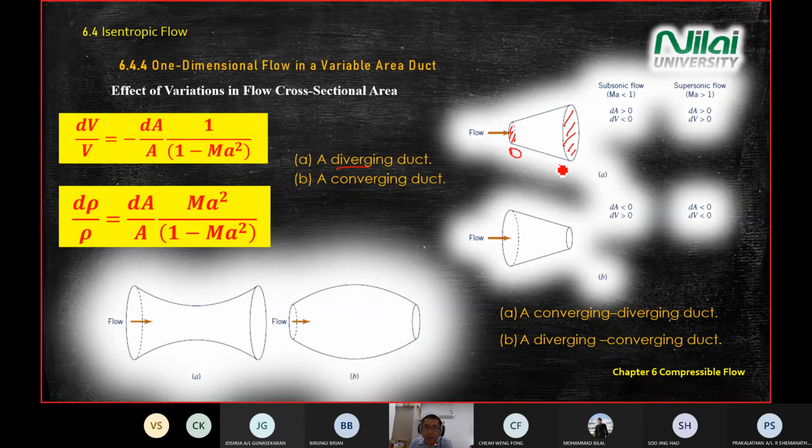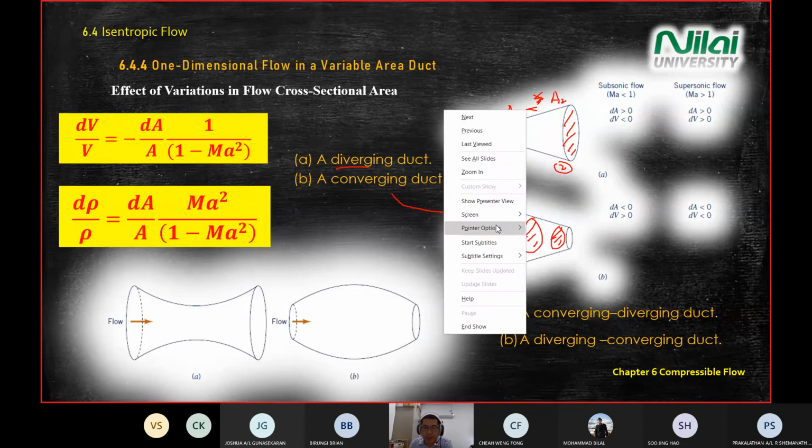Area 1 is smaller than area 2, meaning the area is increasing in the diverging duct. This is converging, meaning the area becomes smaller and smaller. It's important, because sometimes the question will ask you to explain the phenomena.